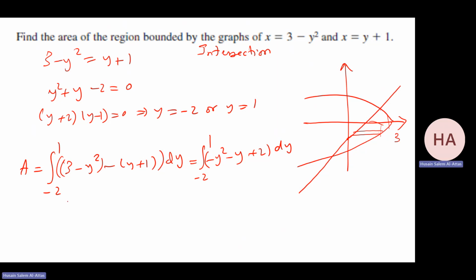Okay, do the calculation. That gives me minus y cubed over 3 minus y squared over 2 plus 2y, this integral from minus 2 to 1. If we do the calculation, we'll save time. That gives me 9 over 2.